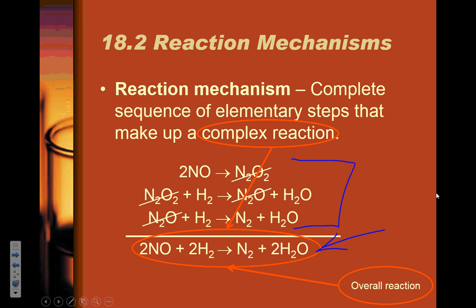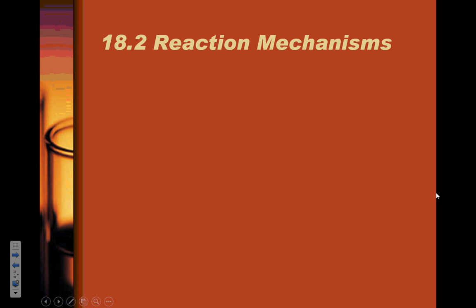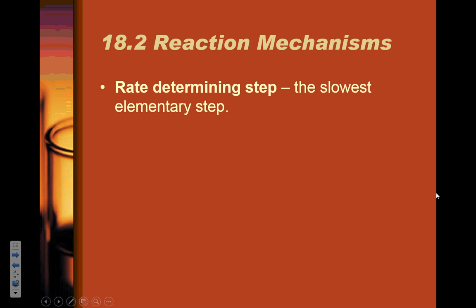Now, why do we cancel? Well, because we're creating N2O here, and then we're using it there. So it wasn't there at the beginning. It's going to exist for a short time in the middle, and then it's going to get used up. So it's not going to be there at the end. So things that appear on both sides are going to cancel each other out, and they're going to make up what we call intermediates and catalysts, which are terms we've heard before, but we're going to look at more in depth.